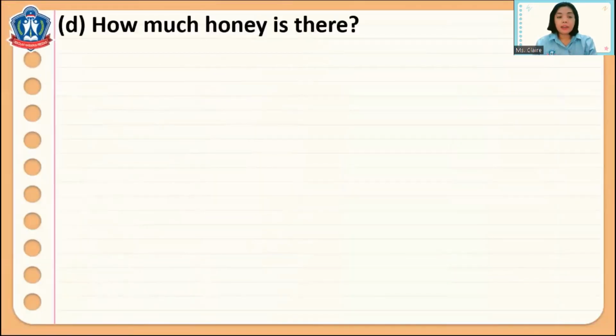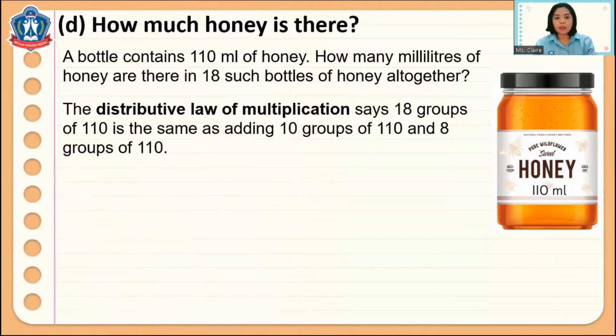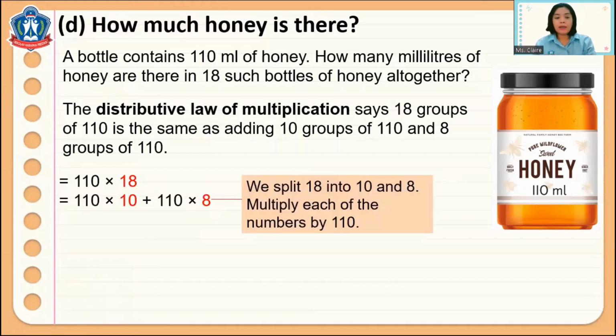Okay, I have here another problem. How much honey is there? This bottle contains 110 ml of honey. So how many milliliters of honey are there in 18 such bottles of honey altogether? It means we are going to multiply 110 times 18. But instead of using the usual way of multiplication, we can use the distributive law of multiplication that says 18 groups of 110 is the same as adding 10 groups of 110 and 8 groups of 110.